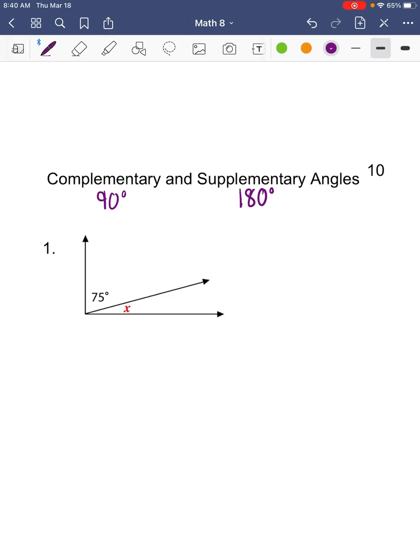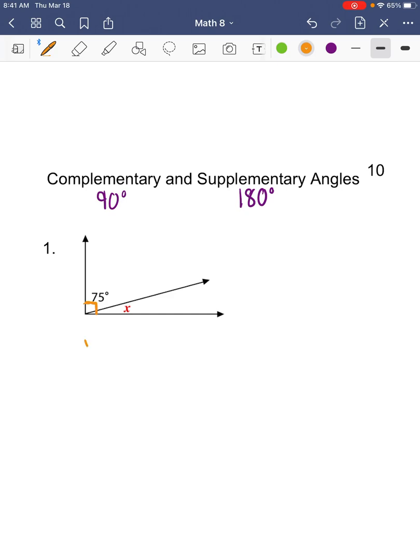So we are actually just going to do a bunch of examples so that you can see exactly what I'm talking about. In this first example, we have this picture right here where we have 75 degrees and x, and we need to solve for x, and clearly this picture looks like it is a right angle. So this would be an example of a complementary relationship between the two angles, which means that these two angles add up to 90 degrees since it's a right angle.